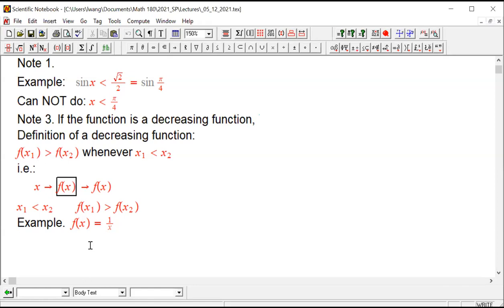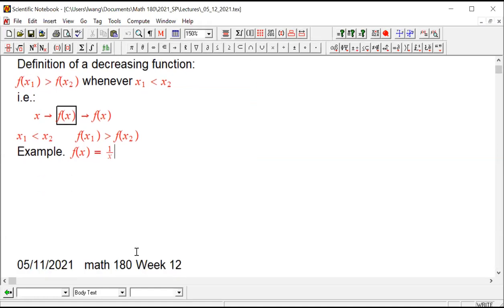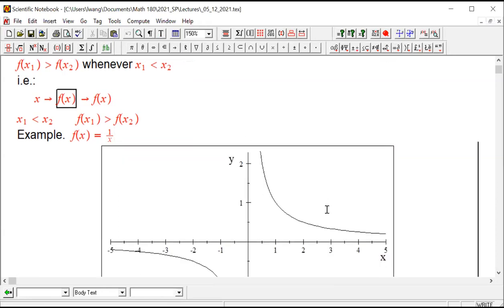Okay, let me give you an example. This is a decreasing function. We can see that from the graph. This keeps going down. There are 2 pieces. Do you guys still remember the curve of this function? It's a decreasing function, isn't it? So how does the graph look? That's how the graph looks.